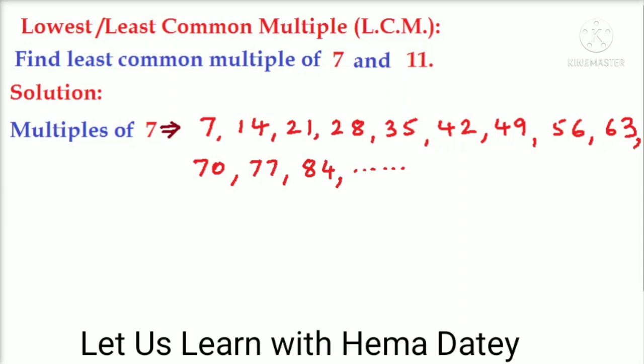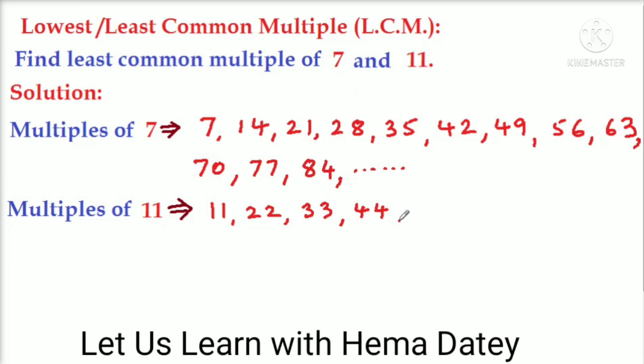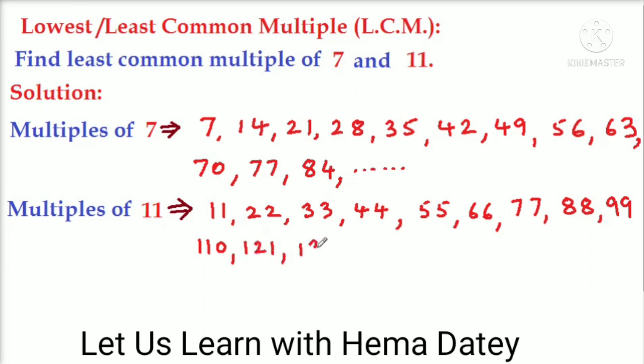Let's find out multiples of 11. They are 11, 22, 33, 44, 55, 66, 77, 88, 99, 110, 121, 132, 143, 154, 165, 176, 187, and so on.